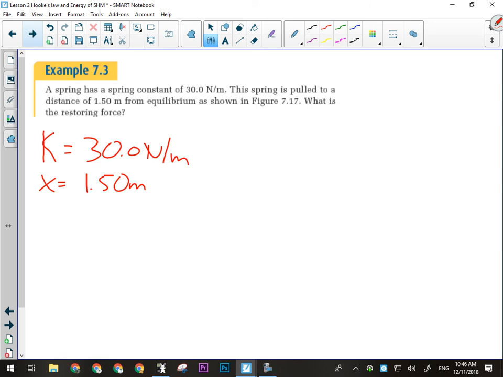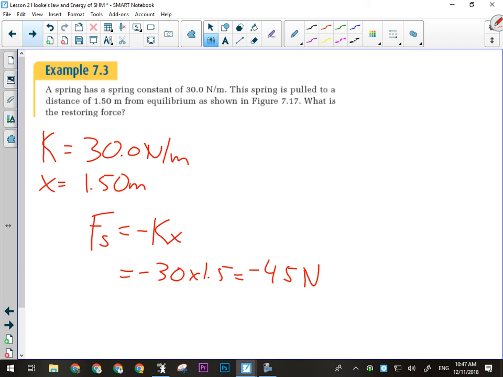Okay, so we're trying to find the restoring force. All right, so the restoring force can be calculated using whose law? Hooke's law, right? Because Hooke's law is what tells us the restoring force in a spring. So that'll be negative K times X. So all we do is take negative, okay, 30 times 1.5, and what we get is negative 45 newtons. All right, so in other words, the spring is pulling back towards equilibrium, that's why it's negative, with 45 newtons.